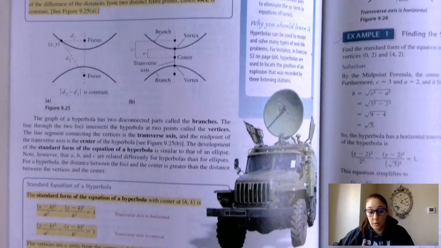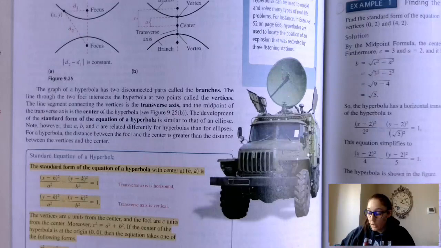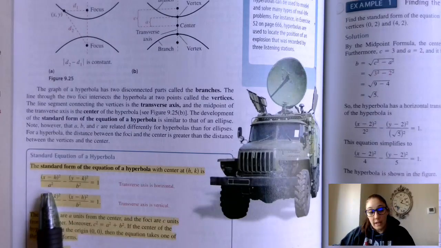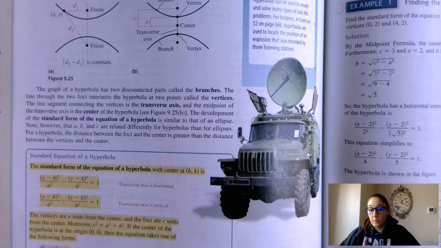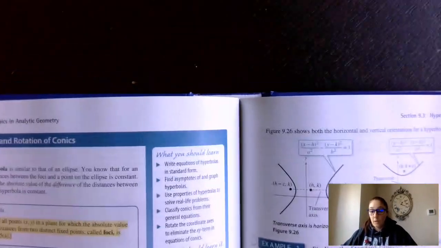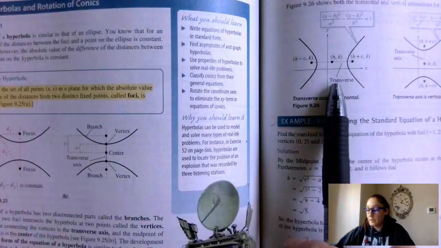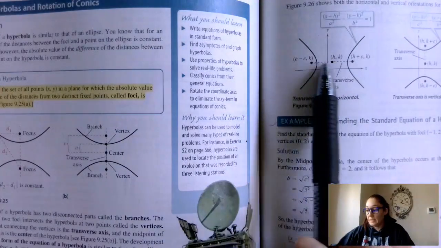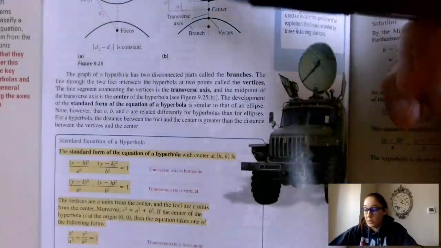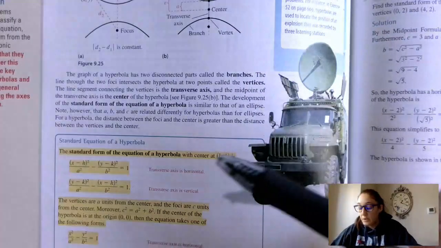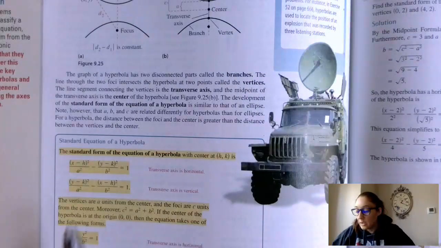So let me show you the formulas. We have two variations. One is when the transverse axis is horizontal, which would be this example. The second is when the transverse axis is vertical, just like the one I was showing you up here. So let's dive in and take a look at their formulas.